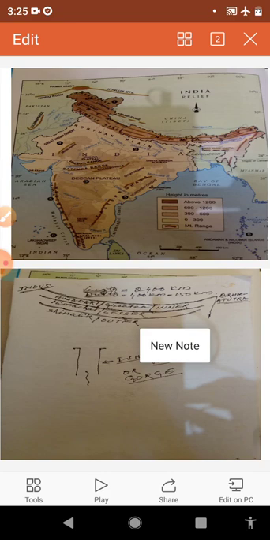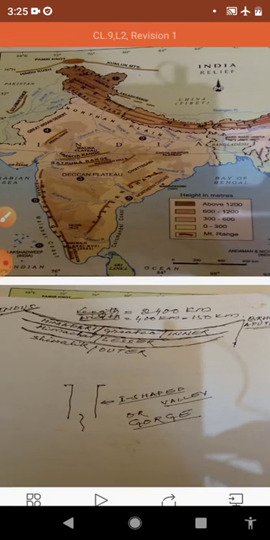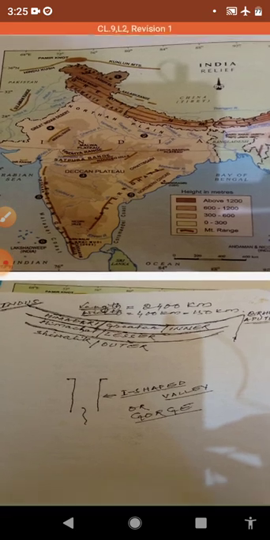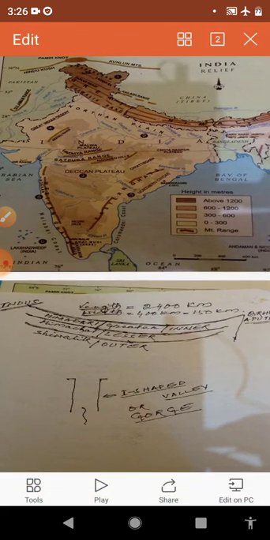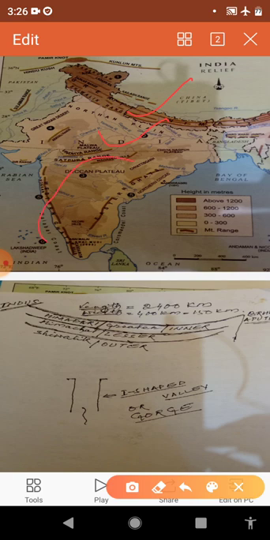After that, we will discuss the formation of major reliefs of our country. So you can see this map. In the north we are getting mountains, then we are getting the great northern plain, and this part is the peninsular part of our country. So these are the major physiographic units or the landforms of our country.